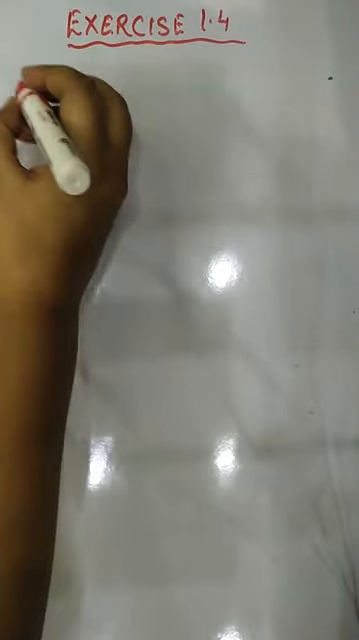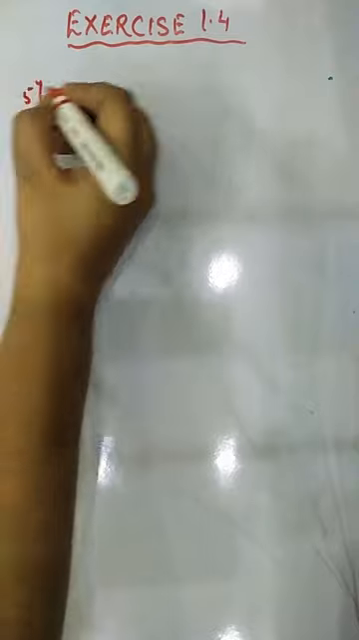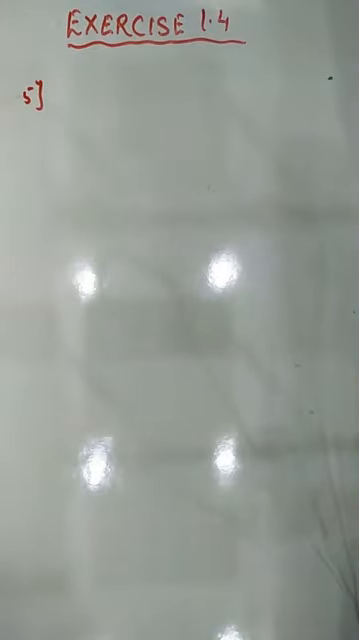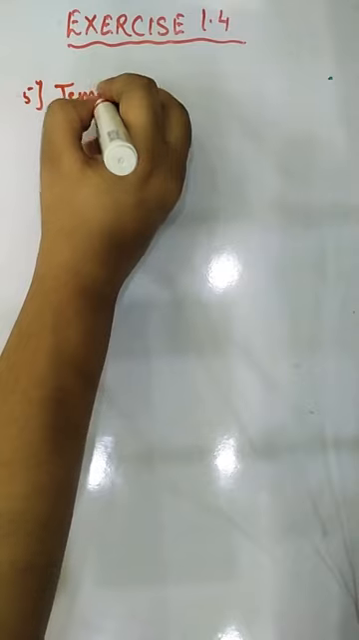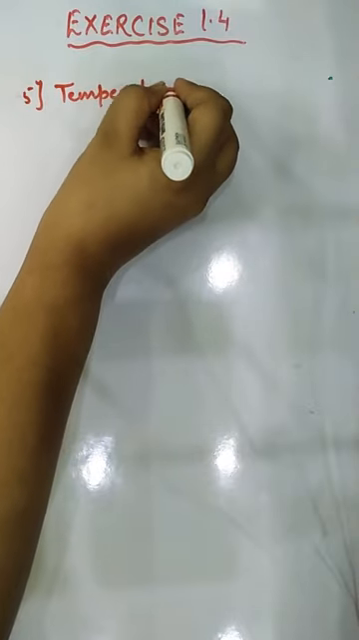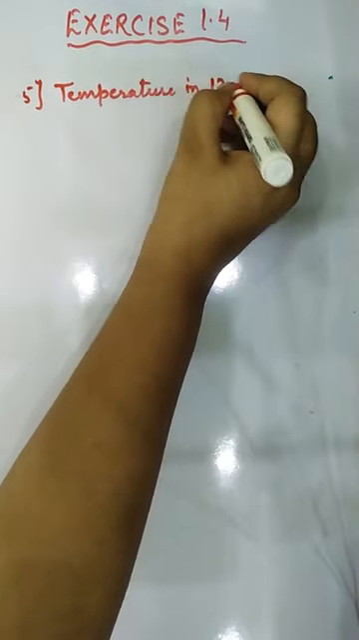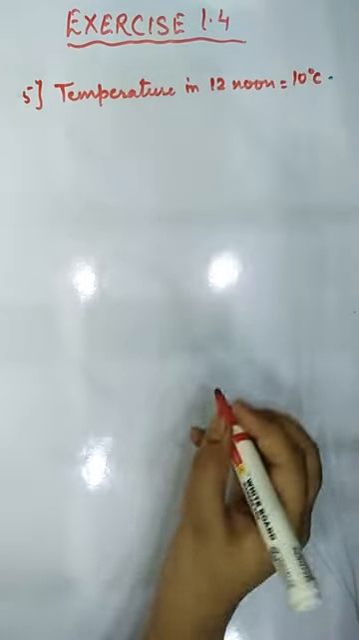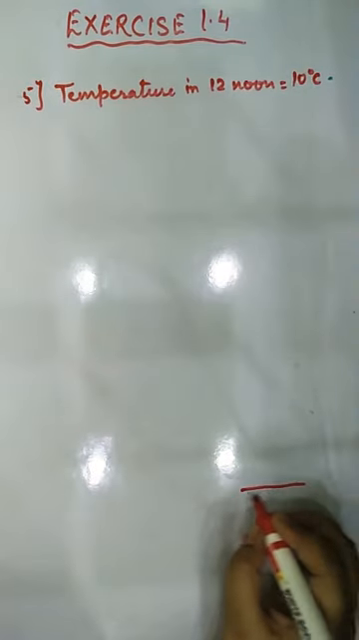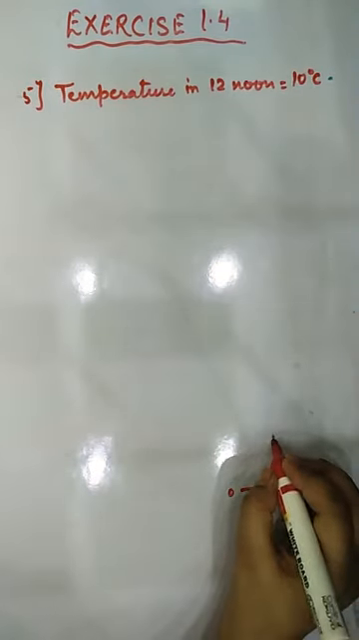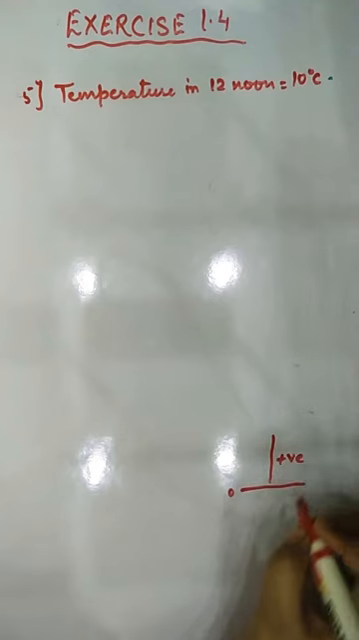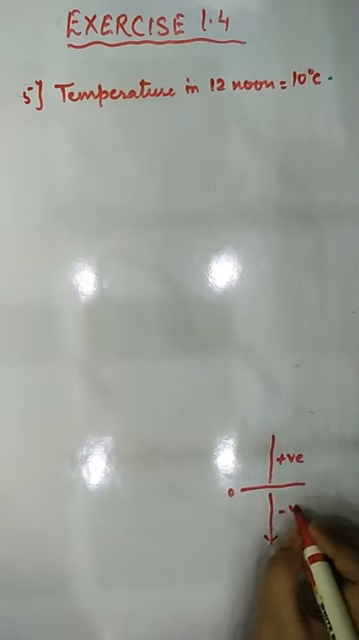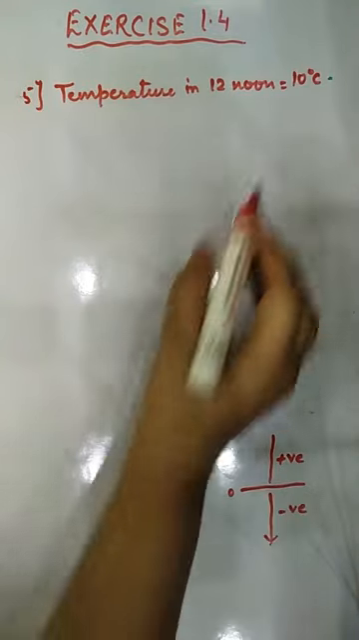Now question number 5. The temperature at 12 noon is 10 degrees Celsius. So what is given in this? Temperature at 12 noon is given. I hope you all know what 12 noon is. It is in the day, 12 o'clock, 10 degrees Celsius, meaning it is given above 0. If this is your 0 and they are saying above 0, above means positive, below means negative. So above 0 it means +10.